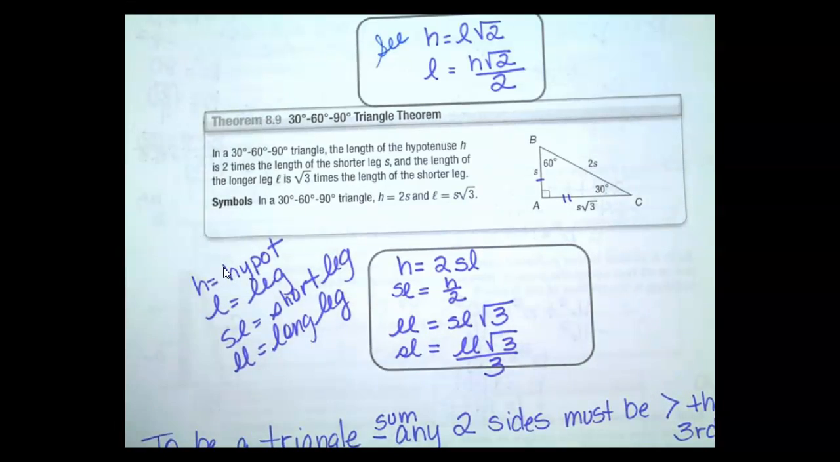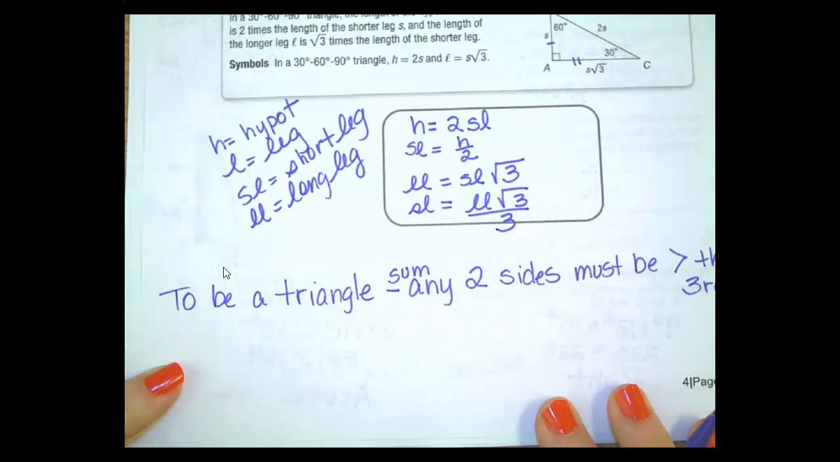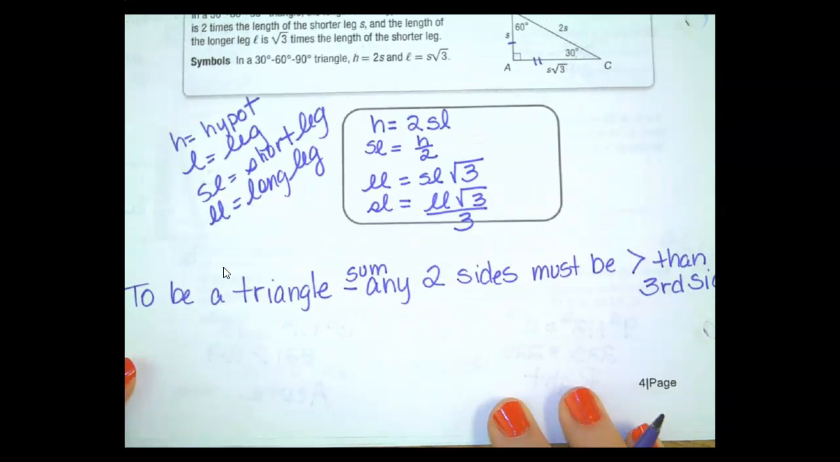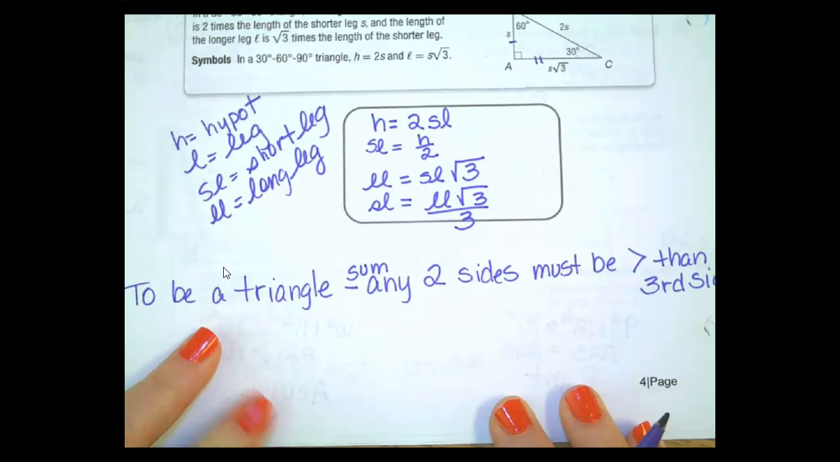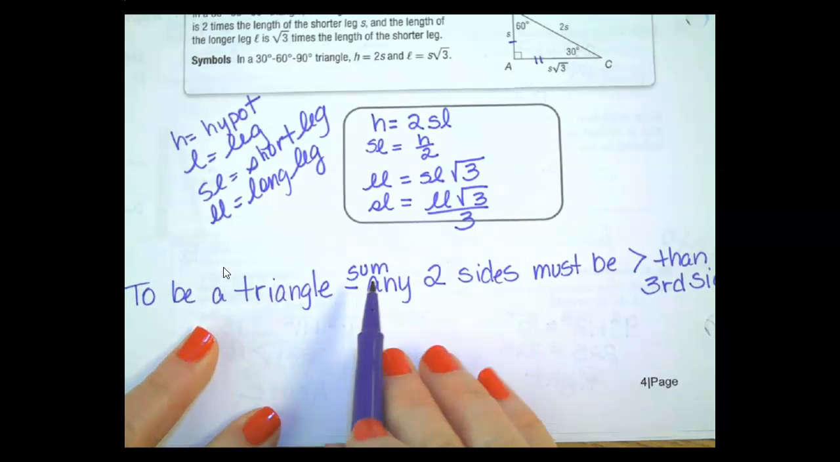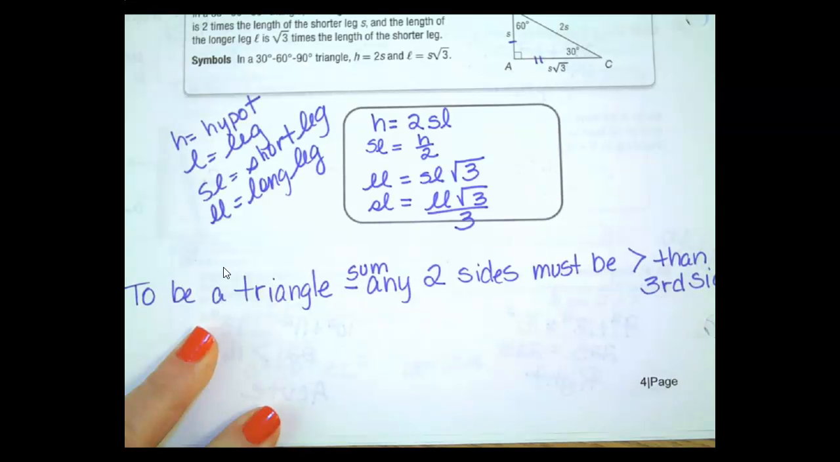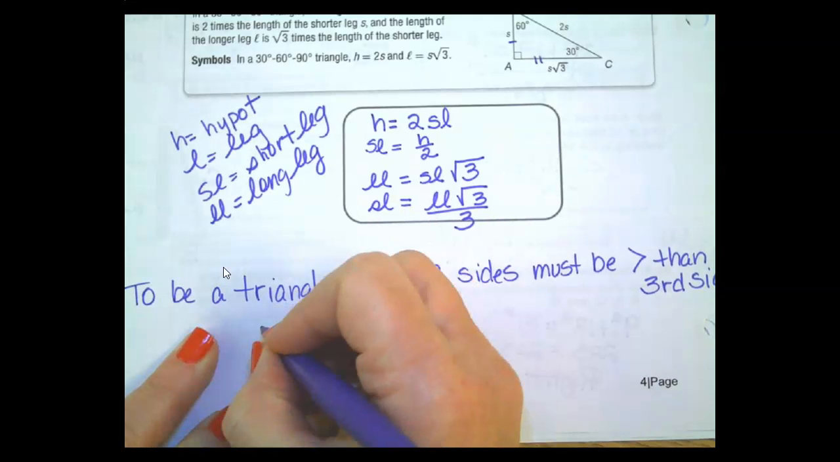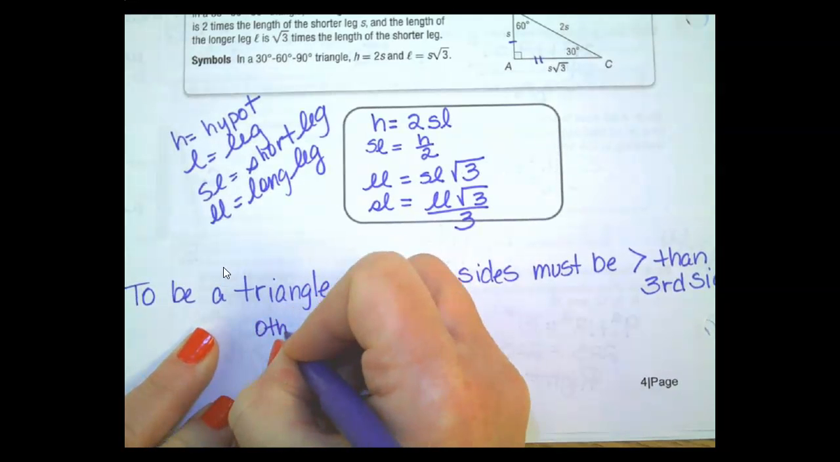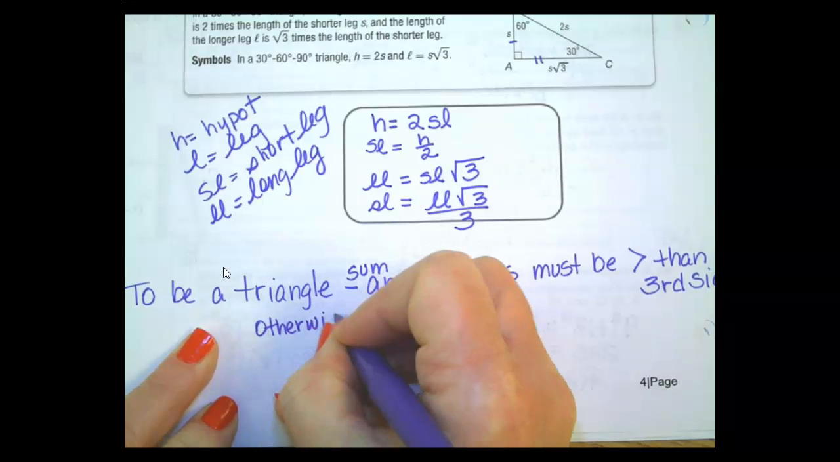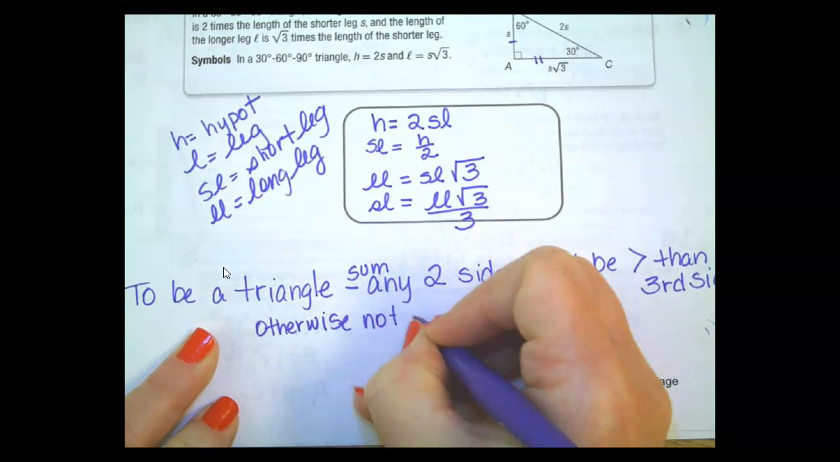The other thing I wanted to remind you, and I don't think that's on anything, but I want to make sure that to be a triangle, the sum of any 2 sides must be greater than the third side. So kind of keep that in mind. Otherwise, it can't be a triangle. So otherwise, not a triangle.